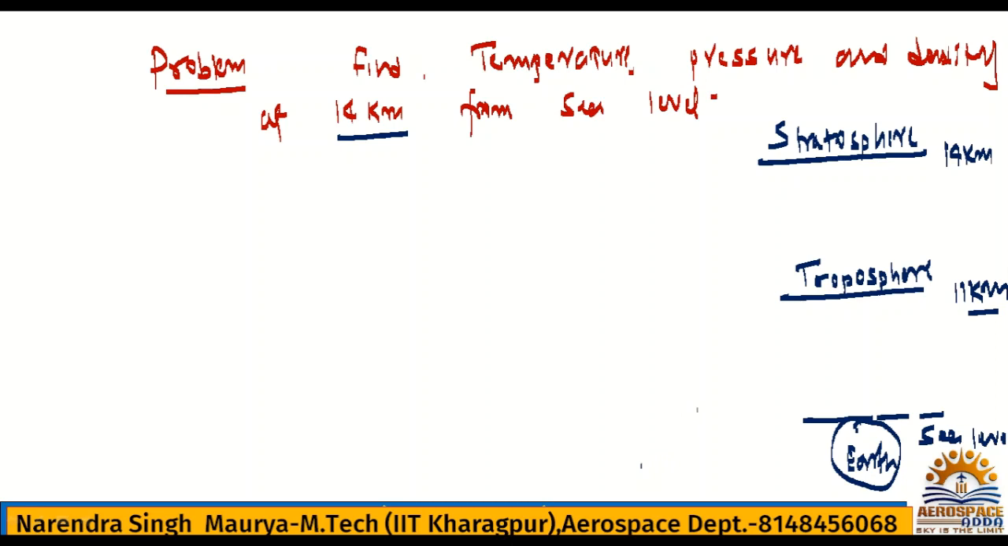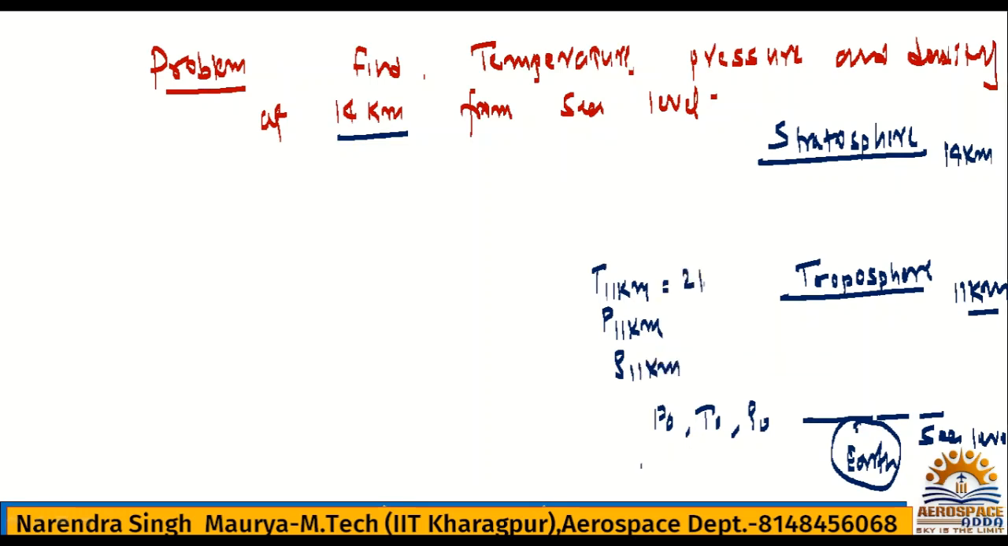So at sea level, what are the data? T naught, P naught, rho naught, you know that. At the troposphere's 11 kilometer, what are the data? T 11 kilometer, P 11 kilometer, and density at 11 kilometer. T 11 kilometer is 216.5 Kelvin. P11 is what I have just now written: 22.649 kPa. And what was the density at 11 kilometer? Check, 0.36.